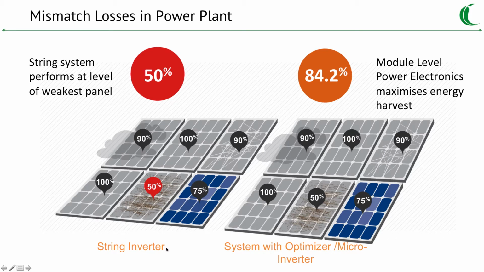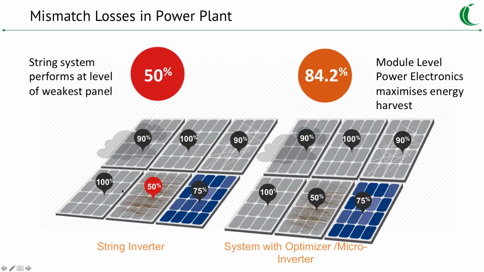So even though some modules are performing at 100%, 90%, 75%, you still get the least performing module's output in a string inverter. This is very important, because when you look at long-term performance of the system, the mismatch losses typically increase over a period of time. It might be due to new shading, new obstructions coming up around the building where we have put the plant. It might be due to poor cleaning, or inability to clean the modules that frequently. It might be due to non-linear degradation.